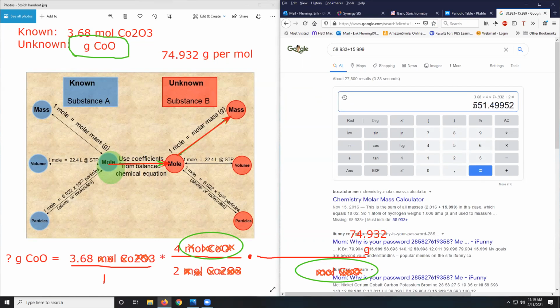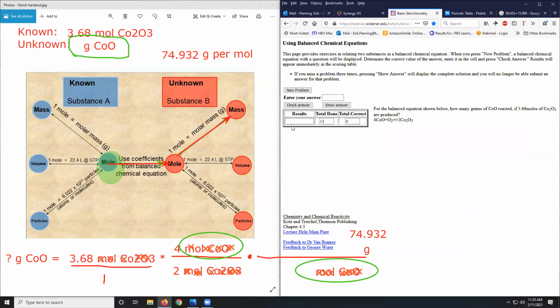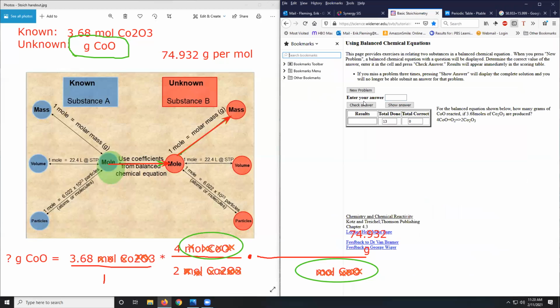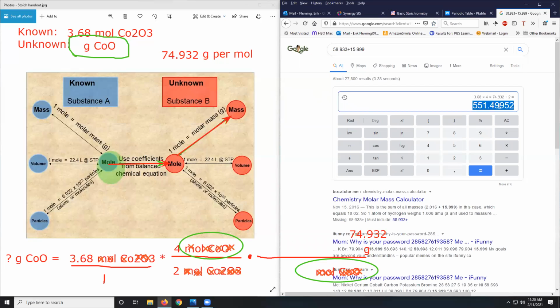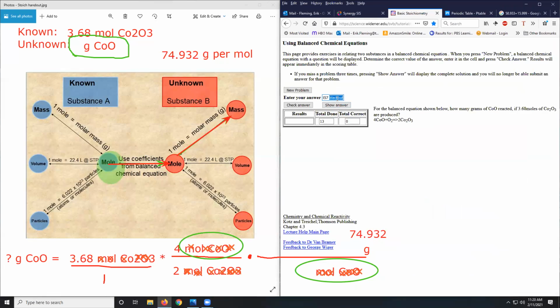And that is a really large answer, right? Let's see if that works. I'm just going to copy it and paste it right here. Nope, that was not paste. Control V. No, that wasn't it. Hang on. Control C. Control V. There we go. Check answer. Correct. We got it.